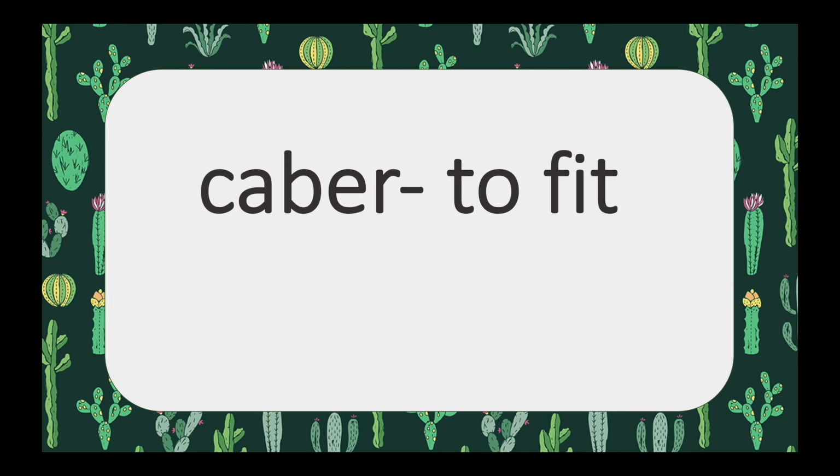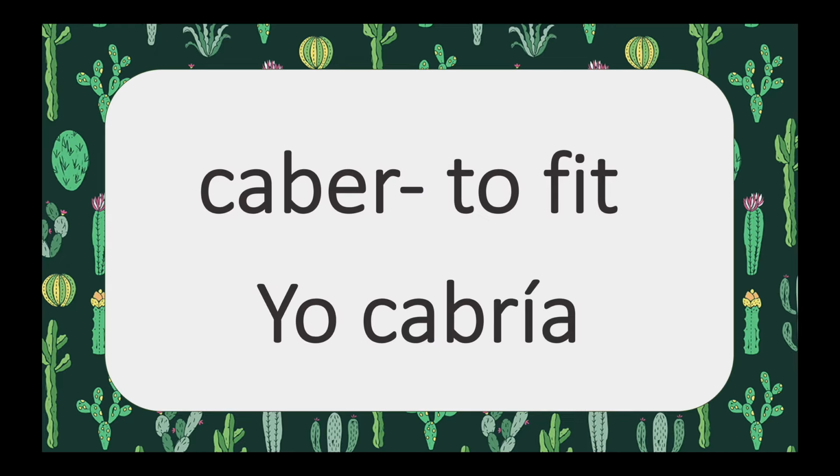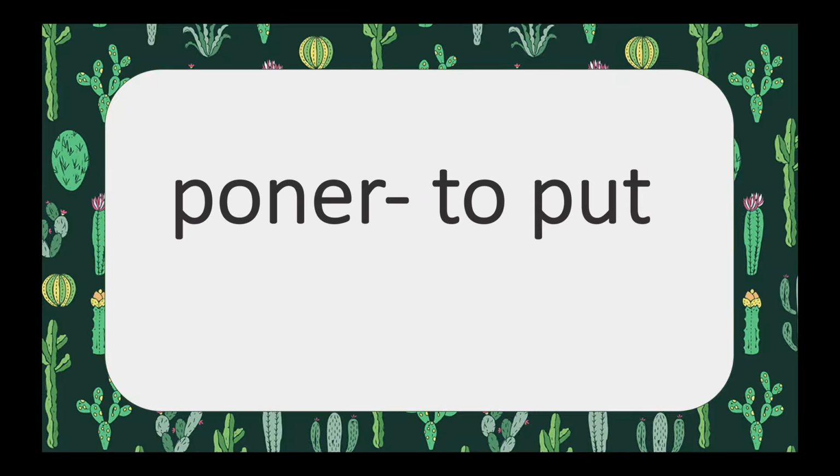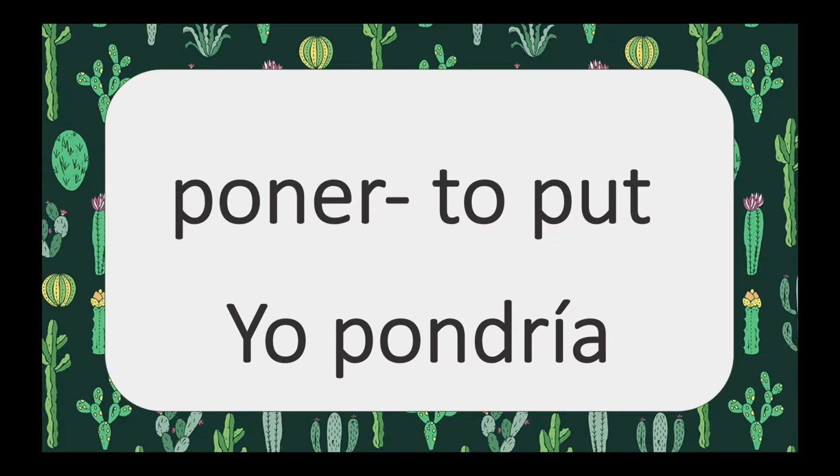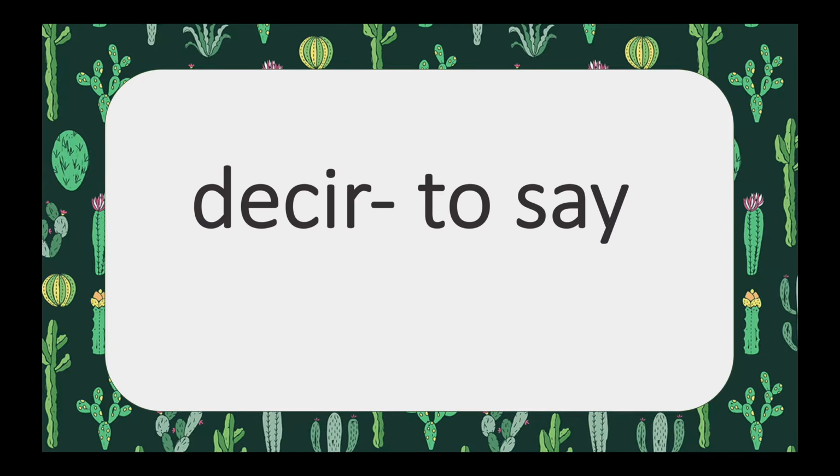Irregulars. Caber, to fit. So these irregulars, they are the same 12 that are irregular in the future tense, and it's something you just have to memorize. The spelling is changing here, so we have yo cabría. That would mean I would fit. Poner, to put. Yo pondría, meaning I would put.